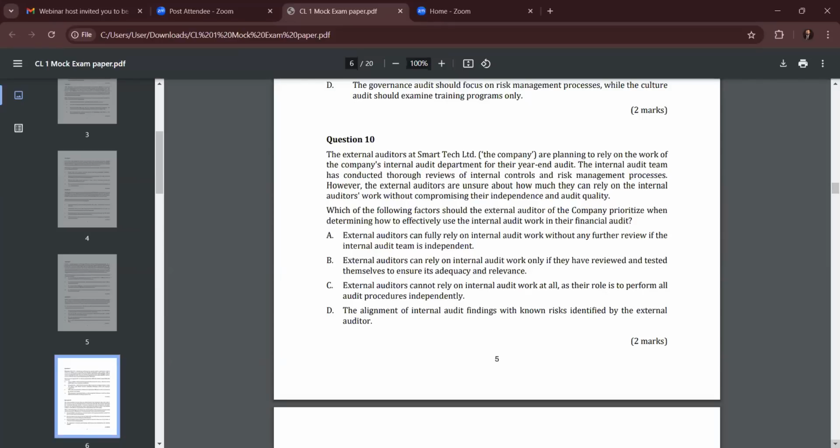Part B, external auditors can rely on internal audit work only if they have reviewed and tested themselves to ensure adequacy and relevance of the controls. C, external auditors cannot rely on internal audit work at all, as their role is to perform audit procedures independently. No. ISA 620 says we can use internal audit work for our purpose. D, the alignment of internal audit findings with known risk factors identified by the external auditor. Answer is A, B, C, or D.